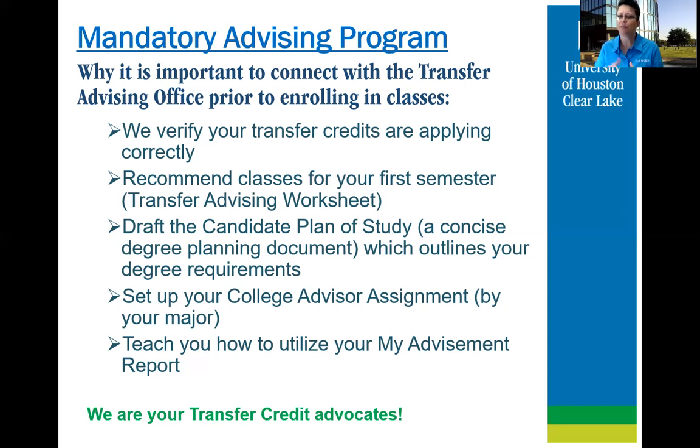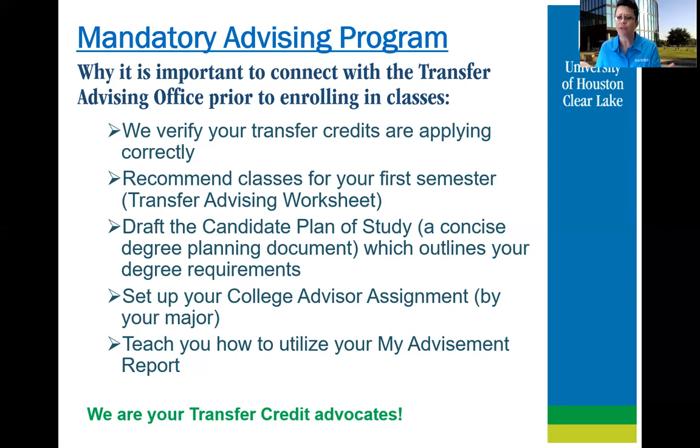We're also going to draft your candidate plan of study. This is a more concise view of your degree requirements. It's an unofficial tool that the college advisors utilize to track a student's progress, so it's a parallel planning document. You're going to have your advisement report, which is your official degree tracking tool, and you also have the candidate plan of study. Between the two of those tools, you'll be picking your classes every semester and tracking your progress toward the bachelor's degree.